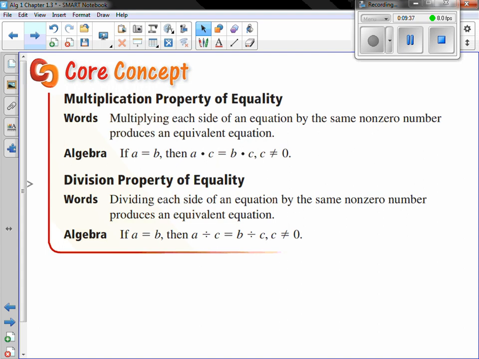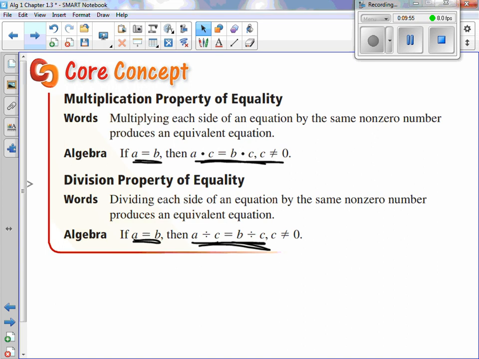So our multiplication property says if a is equal to b, and I multiply the same thing on both sides, it's still going to be equal. And the same thing's true for division. If a is equal to b and I divide the same thing on both sides, the equation will still be equal. We can multiply the same thing to both sides, or we can divide the same thing from both sides. We can do either one of these.